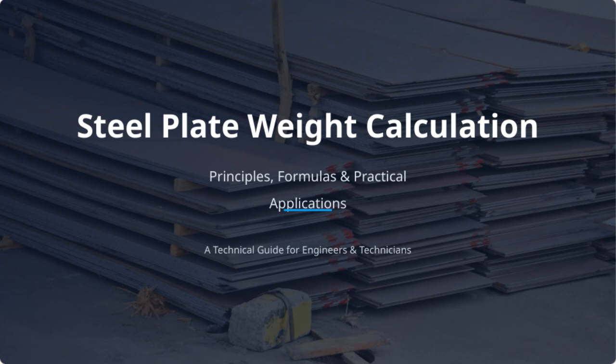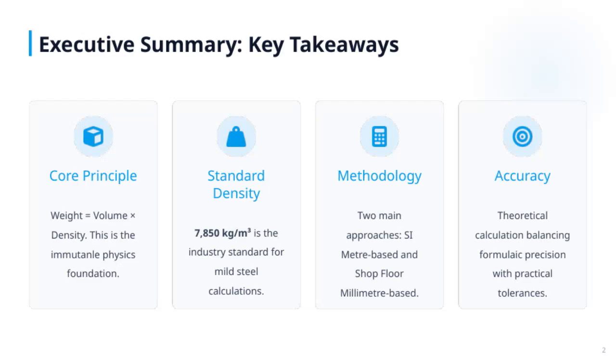Let's get started. Let's take a closer look at the theoretical calculation, balancing formulaic precision with practical tolerances. When we talk about accuracy in this context, there are two main approaches we typically consider. One is based on the SI meter, which provides a standardized, scientific way to measure dimensions. The other is the shop floor millimeter-based approach, which is more practical and aligns with real-world manufacturing tolerances.